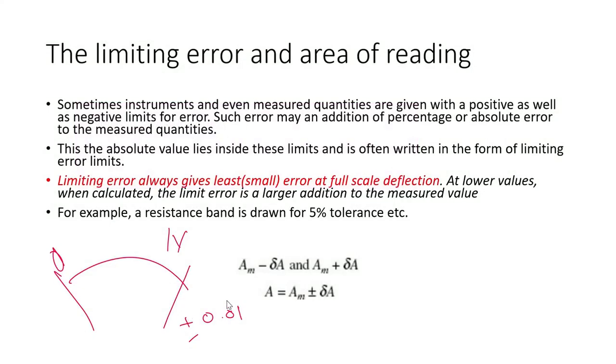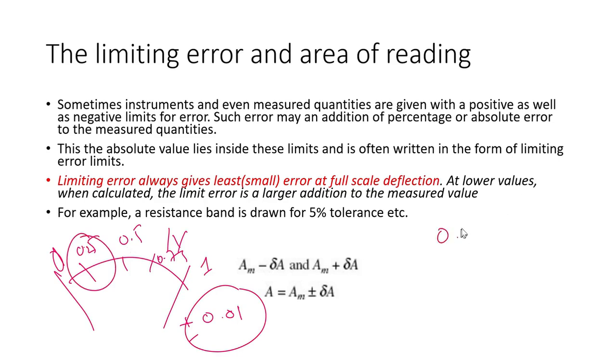So this plus minus 1 volt would be present in this value. If it is, let's say, 0.25, and if it is 0.75, and if it is 0.5, and it is 1, this 0.01 value would be present for all these values. So if we say the measured value is 0.25, this limiting error would make it 0.25 plus 0.01 and minus 0.01, so this would be 0.26, 0.24.